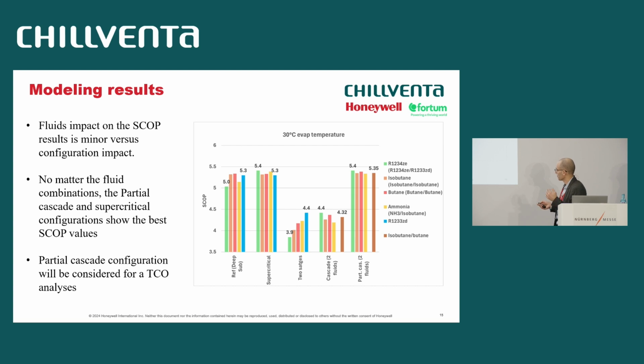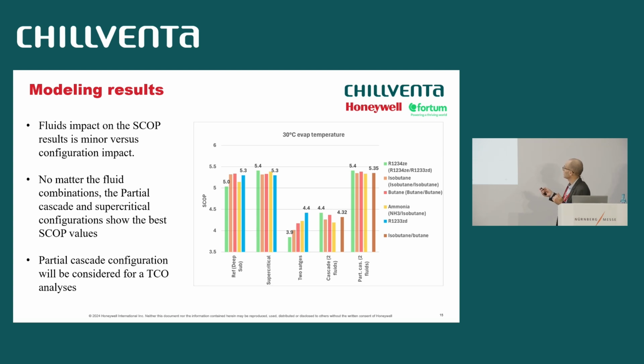So that's why, in this slide, we also tried, first step was to compare different configurations with one set of refrigerant. And in this slide, we compare all the configurations with different sets of refrigerant to understand the impact of the refrigerant on this configuration. So you can see that we have a trend where the partial cascade and supercritical give the best score, whatever the refrigerant.